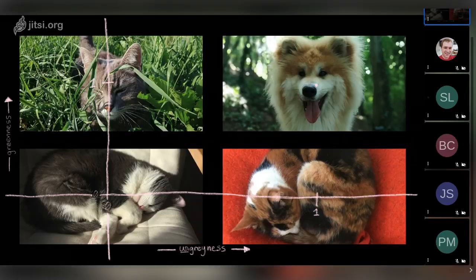So let's pick those and let's slap some axes on there. And would you look at that? They're already in the right places. It's like I planned this.